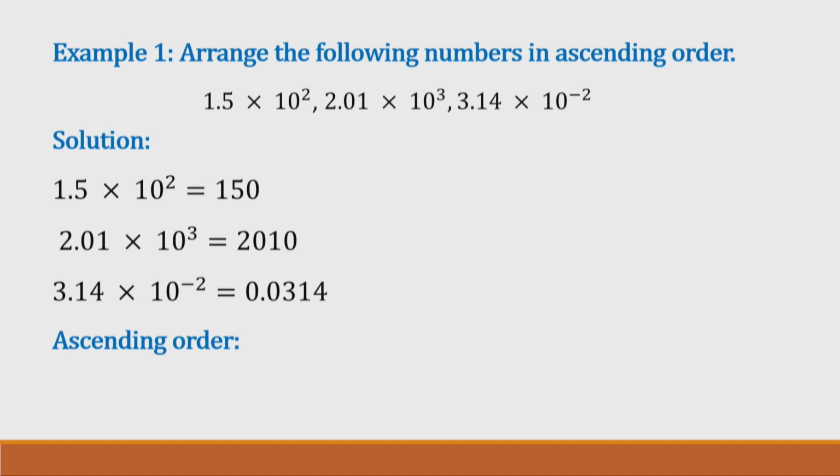Now I need to rewrite these numbers in ascending order. So I have to start with the smallest one. Which one is the smallest number here? 0.0314. That is 3.14 times 10 to the power of negative 2. The next one will be 150. That is 1.5 times 10 to the power of 2. And finally 2010. That is 2.01 times 10 to the power of 3. So here is the answer.